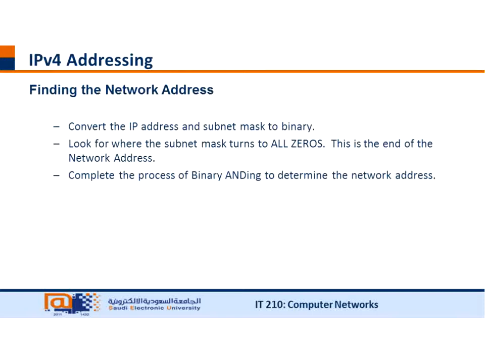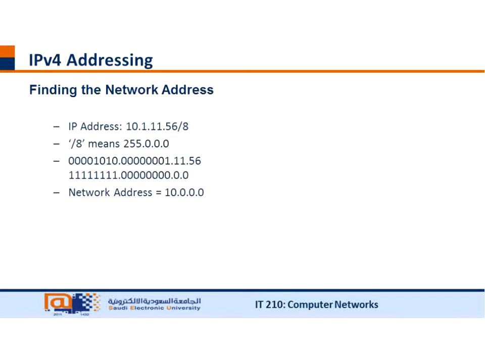Now, if we want to find the network address, first of all, convert the IP address and the subnet mask to binary. I will give you an example also. First of all, see the steps. The first step is convert the IP address and the subnet mask to binary. The second step is look for where the subnet mask turns to all zeros. This is the end of the network address. And then complete the process of binary ANDing to determine the network address. So these are the three steps. Now it will be clear if we see an example.